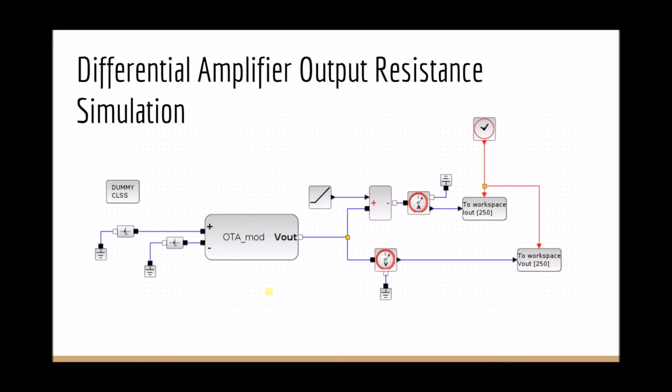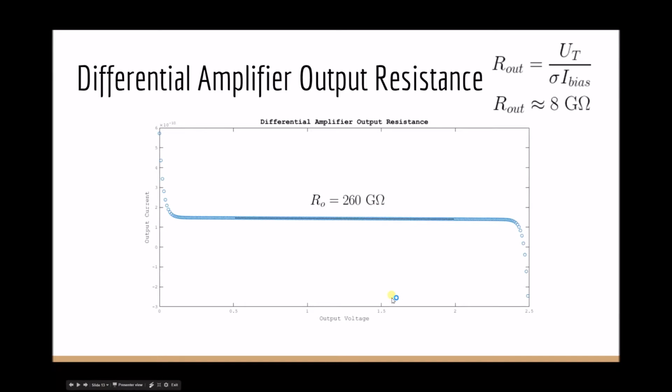To calculate the output resistance of the OTA, we hold both inputs constant. It is important that the input difference is small so that we operate in the high gain region. Then we sweep the output voltage using a voltage source and measure the current passing through it. A plot of our output current versus output voltage can be curve fit to determine the output resistance, which you can see here is about 260 gigaohms.